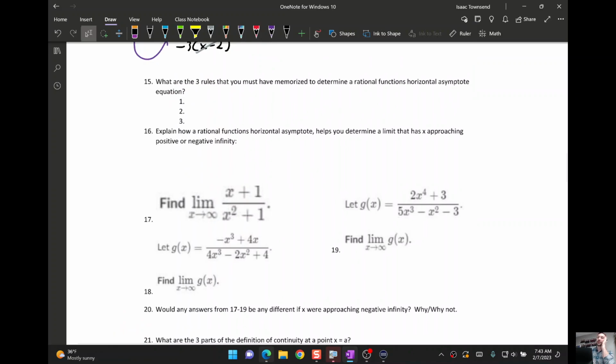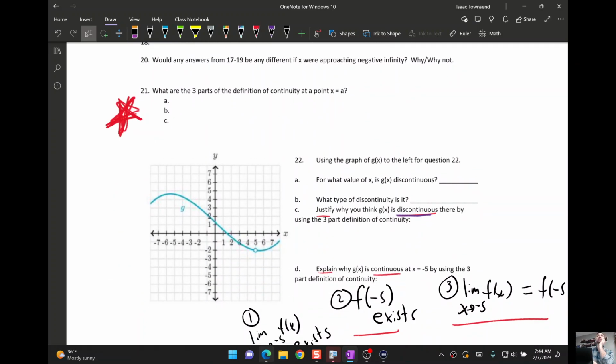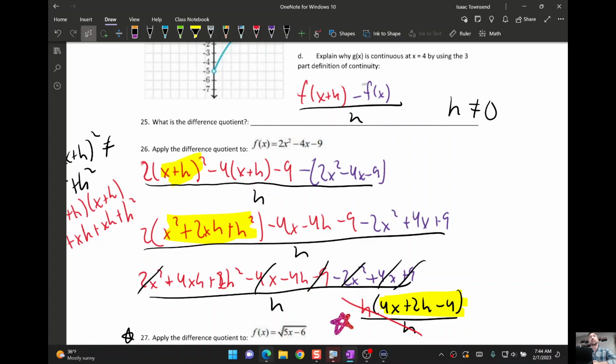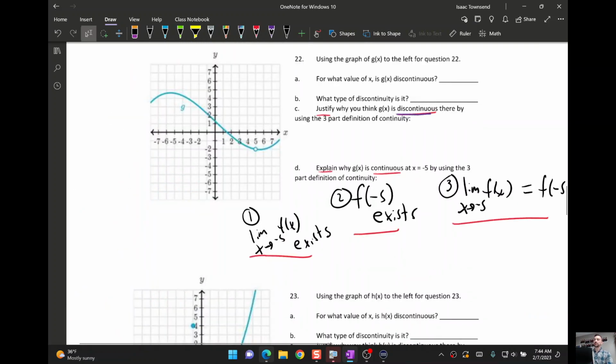Then being able to do infinite limits, knowing your horizontal asymptote rules, being able to explain why something's continuous or not continuous using the definition and difference quotient. So a little bit of all of that will make up the test.